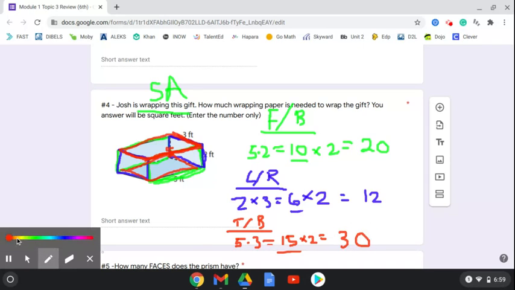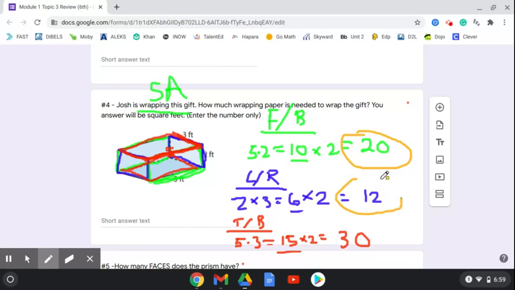Okay, my last step is to add all of these up. I have 20 plus 12, that's 32. 32 and 30 is 62. Okay, so to wrap a gift or to find the surface area, I find the area of the surface. And if it's a rectangular prism like this, you need 6 areas, right? Because you have 6 faces: the front and the back, the left and the right, and the top and the bottom. If you find those areas and add them all together, that gives you the area of the surface, or the surface area. So this would be 62 square feet. All right, but like it says, just put the number in, 62.